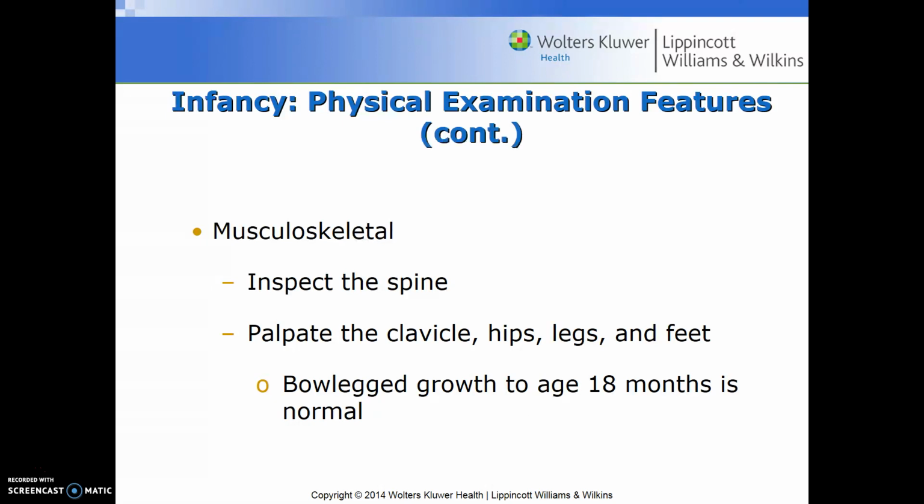Musculoskeletal, our textbook does a really good job of giving us visual photographs of this. As I tell students that I precept, I want you to visualize the entire skeletal system in your mind as you learn to inspect the spine, the clavicle, hips, legs, feet, knees. Once you visualize, then putting the information together about ligaments and tendons and muscles, you become much better at it. But in these infants, please visualize the skeletal system. Bow-legged growth to age 18 months is considered normal.